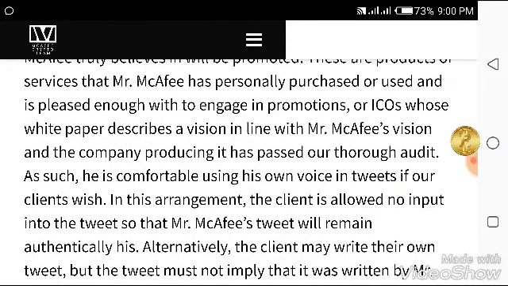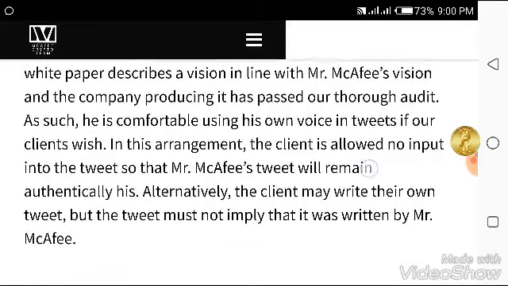So what they are insinuating here is that John McAfee doesn't promote ICOs that he's not interested in. He only tweets about ICOs that he is invested in and he feels has a vision that aligns with his, and also something that he believes is solid in financial investment. So that's what they are insinuating here.